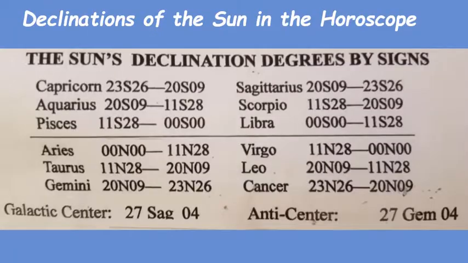In this video, Dr. Mullen will discuss the declinations of the sun, which include galactic center, anti-center, parallel, contraparallel, and more. I will replay this intro at the end of the video to give you time to stop the video if you want to capture the information on this page.